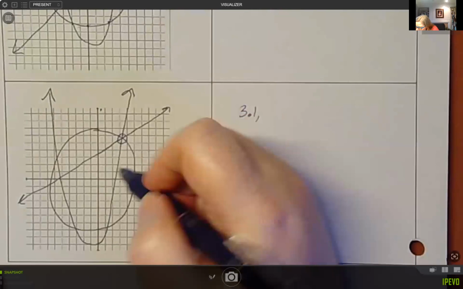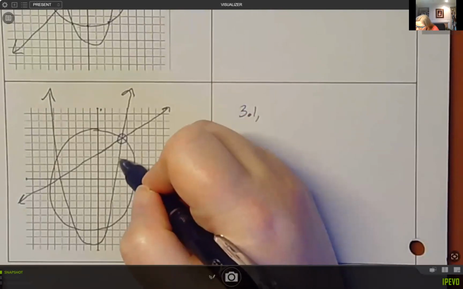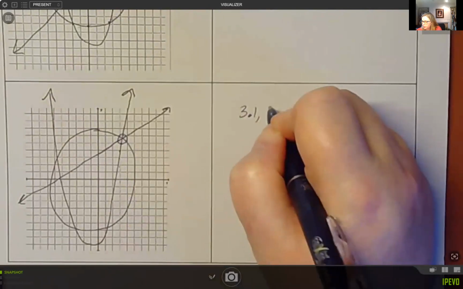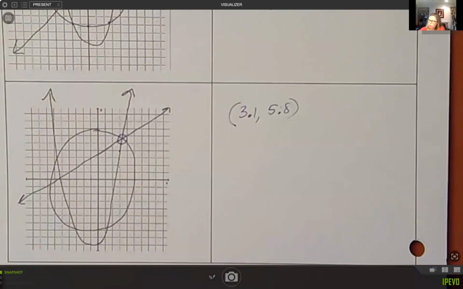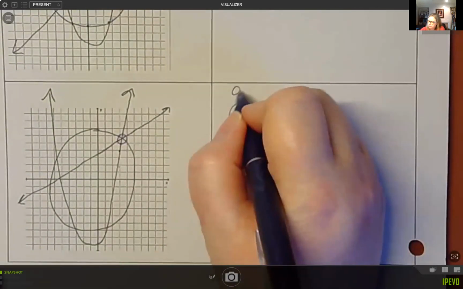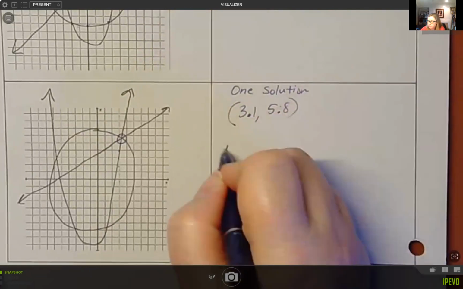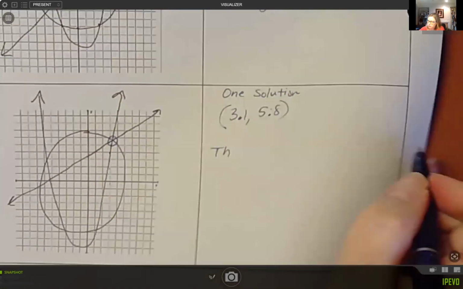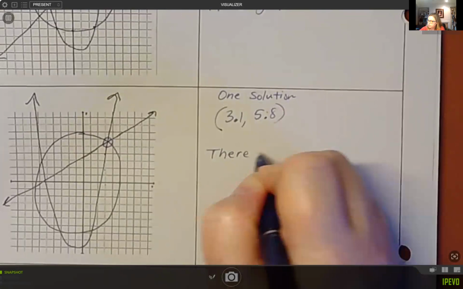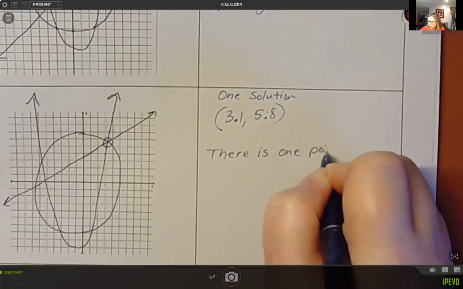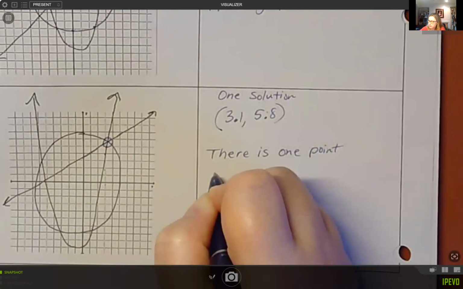and 1, 2, 3, 4, 5.8 maybe. Okay, and again, we're just approximating. We're not solving these algebraically. Okay, so we have one solution. Okay, there is one point at which all three graphs intersect.